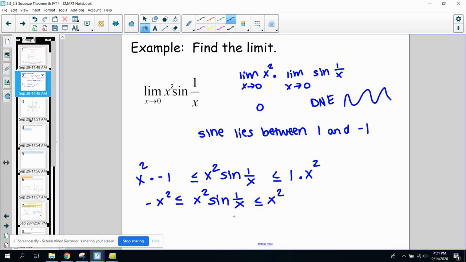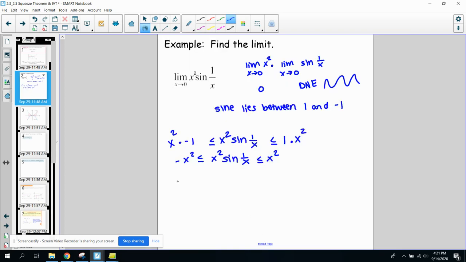So now, based off of the squeeze theorem, I know that if I take the limit of the first function and the limit of the last function and find what the limit is and it's the same, that the middle will also be the same. So let's do that. So let's do the limit as x approaches 0 of -x squared. So if I plug in 0 here, this is going to give me 0.